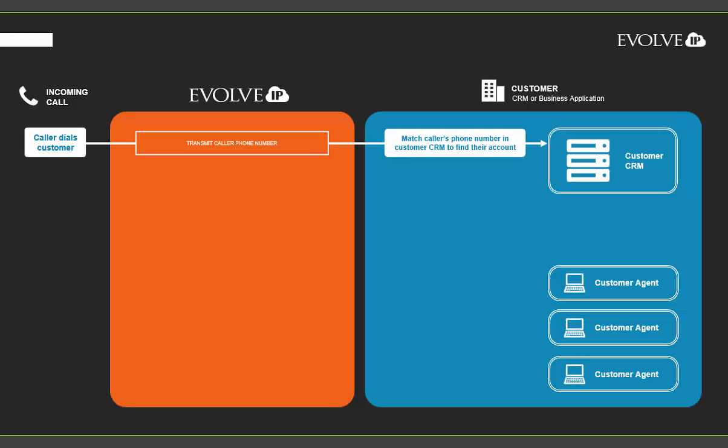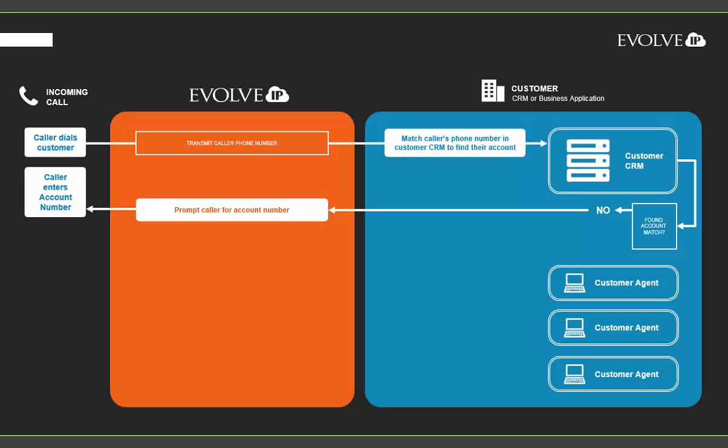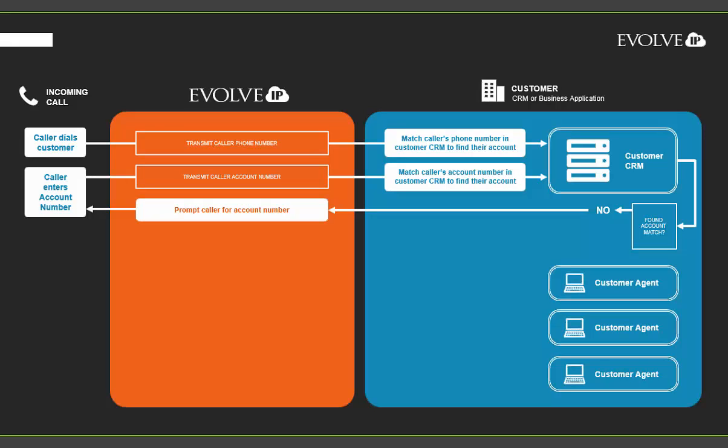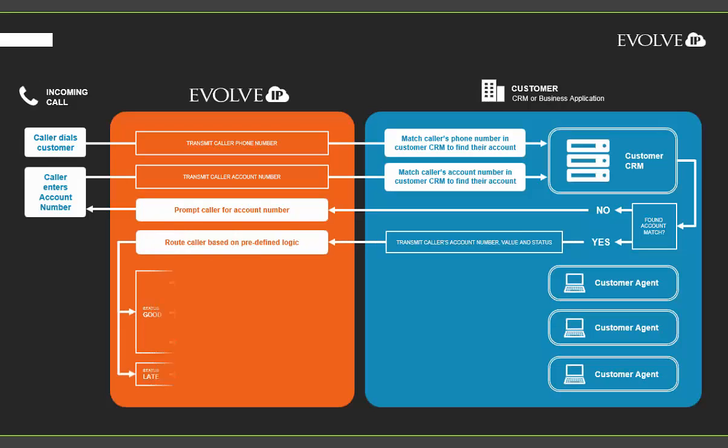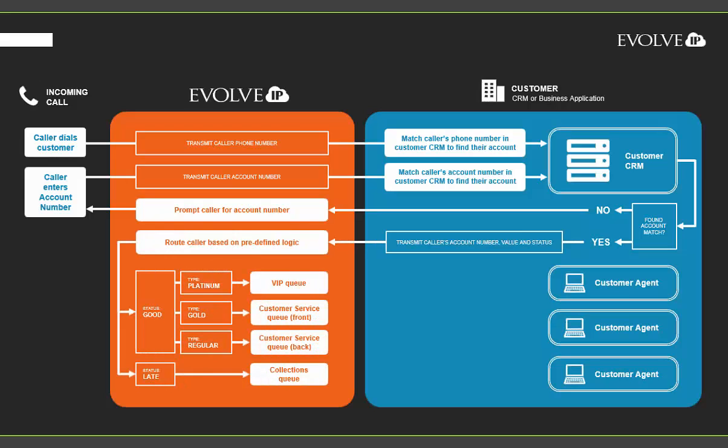Right out of the gate, we try and match their phone number against the customer's CRM or business application to see if we can find out who they are. In this case, let's assume we didn't match, so now we prompt the caller for their account number. Now, fortunately, we have a match. We know who the customer is. And that unlocks the keys to the kingdom for us, because now we can decide how we're going to route that caller.